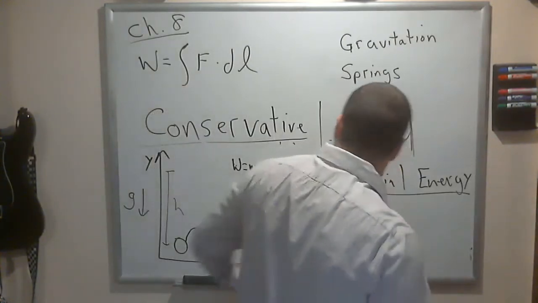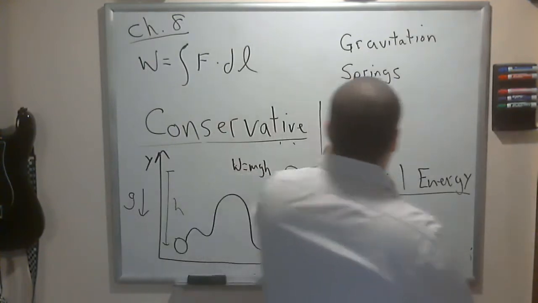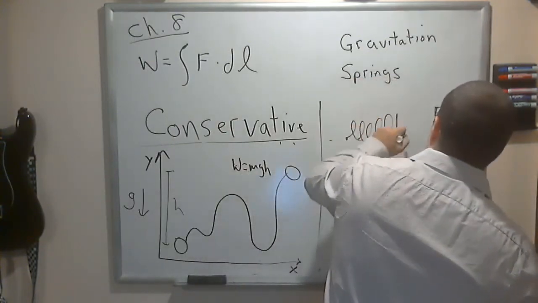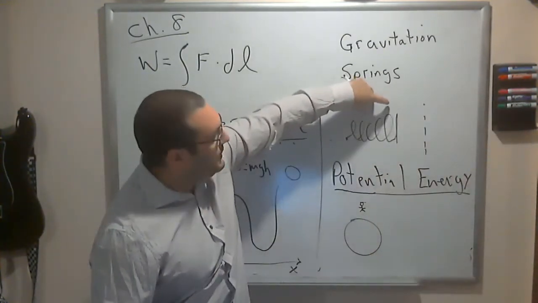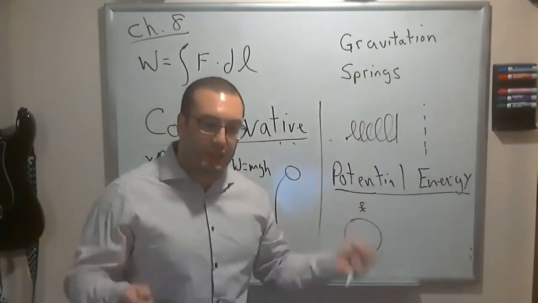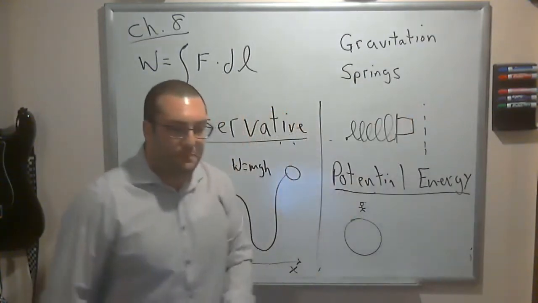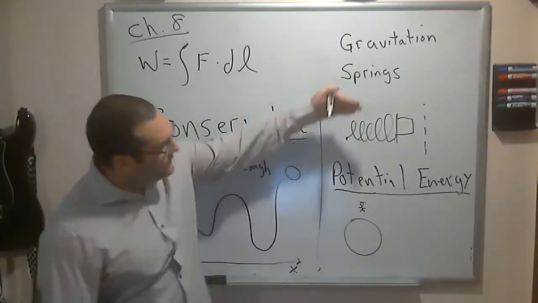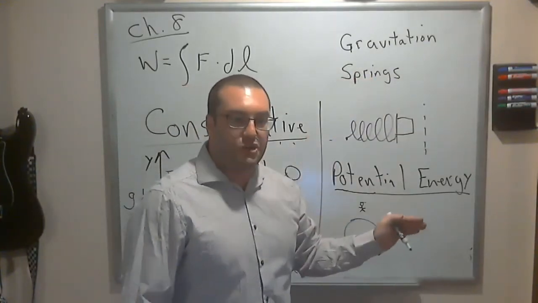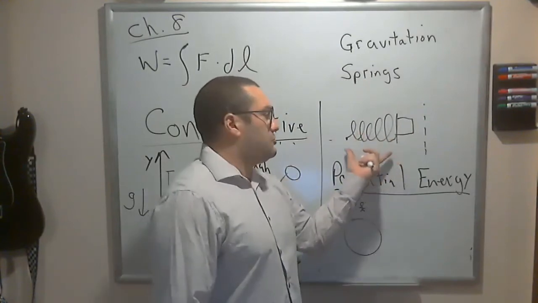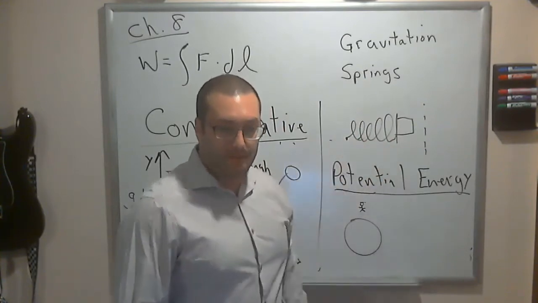Or if I compress a spring, and here's the equilibrium position, and I hold the spring here, this has the potential to give kinetic energy to whatever object is on that spring. Because as soon as I release it, it'll give it kinetic energy. There's a certain amount of energy associated with this configuration.